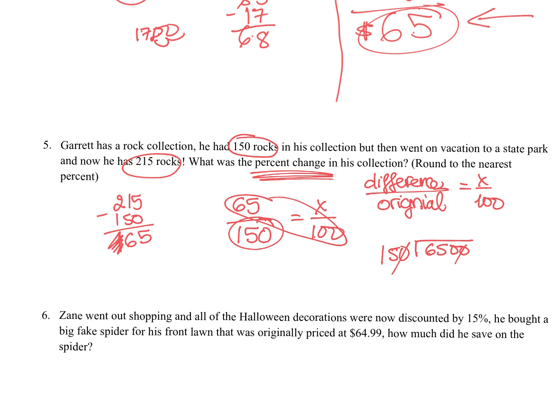15 going into 65, 4 times. 4 times 15 will be 60. 65 minus 60 will be 5. Drop down the 0. 15 going into 50, 3 times. 3 times 15 will be 45. 50 minus 45 will be 5. Borrow 0 and you're going to have a decimal. But they tell you to round it to the nearest percent. So it will be 43%.